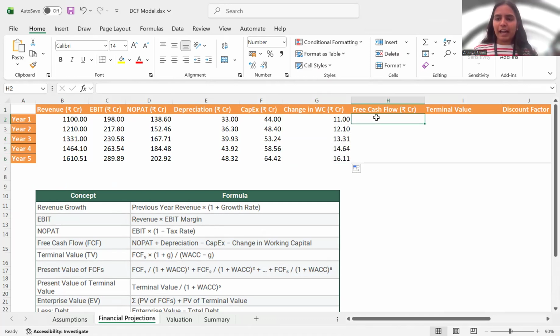Now we calculate free cash flow to the firm. The formula we use, FCF is equal to NOPAT plus depreciation minus capex minus working capital. So I type NOPAT plus depreciation minus capex minus working capital into the FCF row and drag across. So watch the FCF numbers populate. These are the cash flows we will discount.